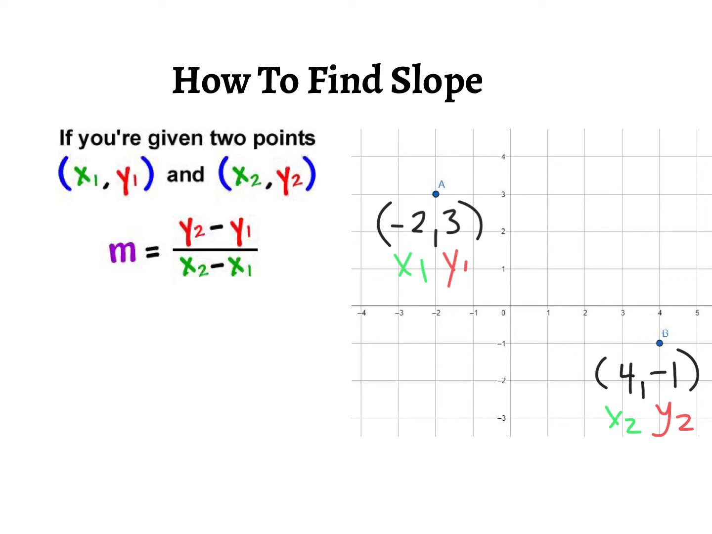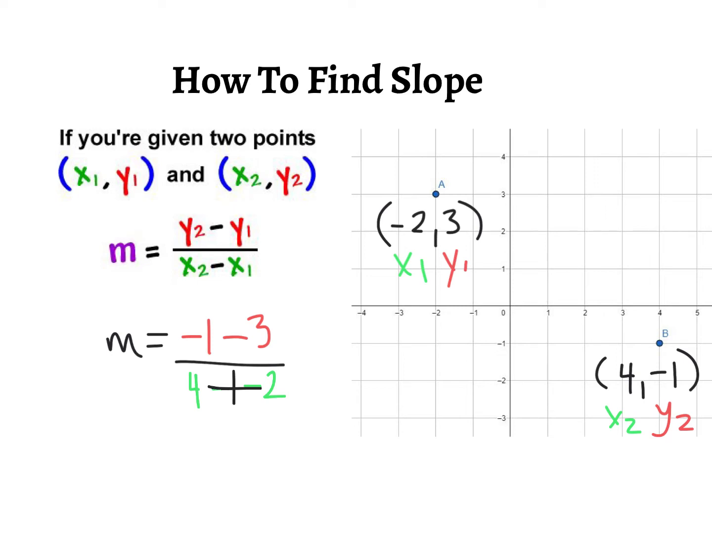So m equals the change of y. So I have y2, which is -1, minus y1, which is 3, divided by the change of x. I'm going to take my x2 coordinate, x2 minus x1. So I have 4 minus a -2. Now, subtracting a negative will simply change this denominator to a positive. So, minus a negative here changes this to a plus.